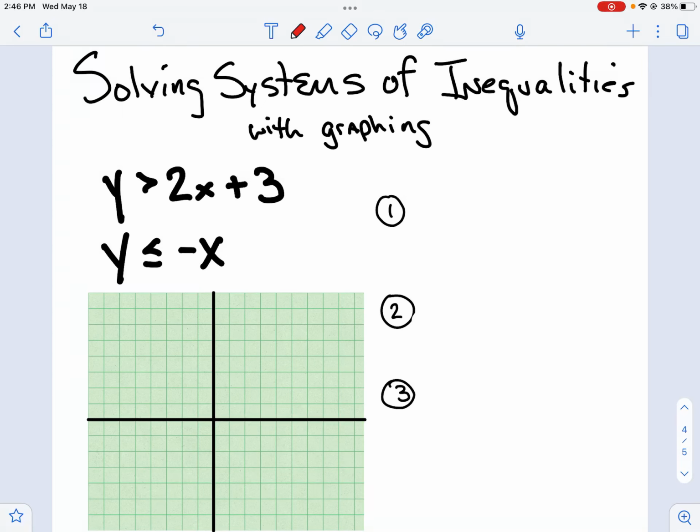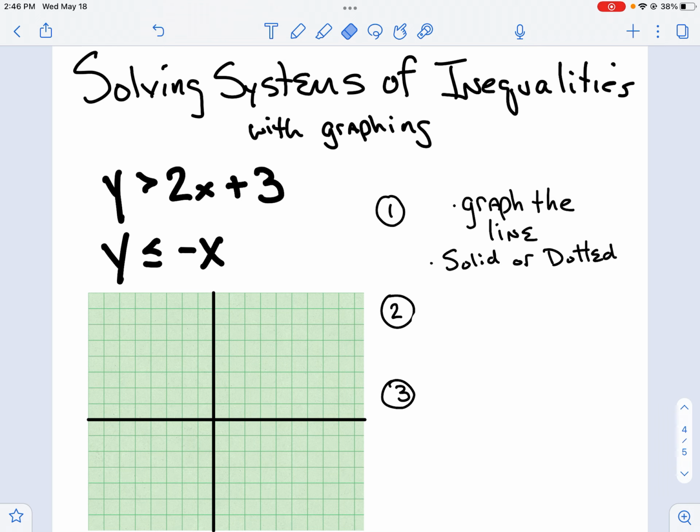Let's work on solving systems of inequalities with graphing. Now, solving systems of inequalities with graphing is probably the most common way to do this. And this is an extension of a video I just shot about graphing two-variable inequalities. And there's going to be a three-step process here.